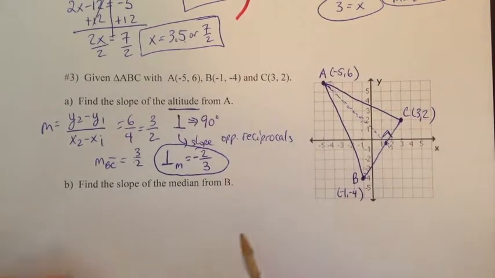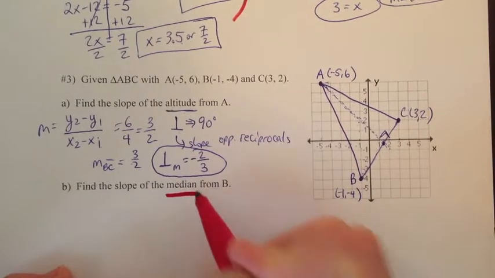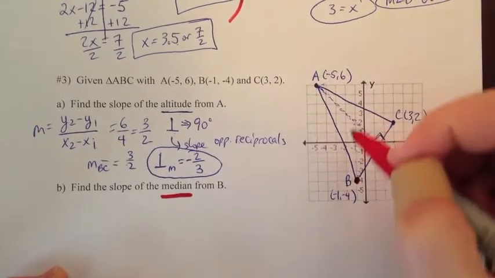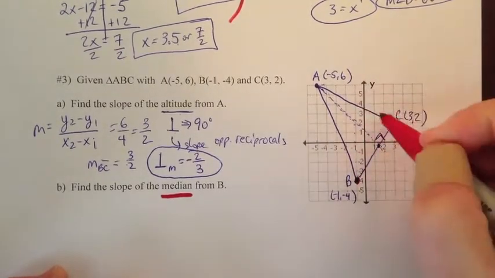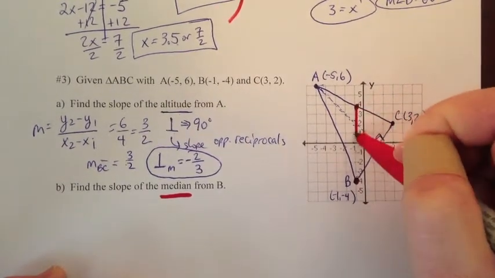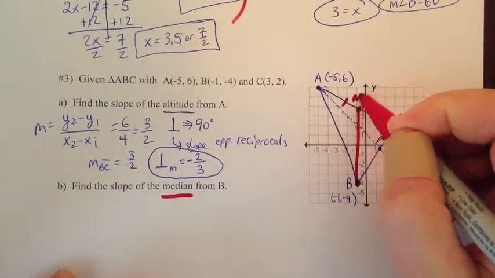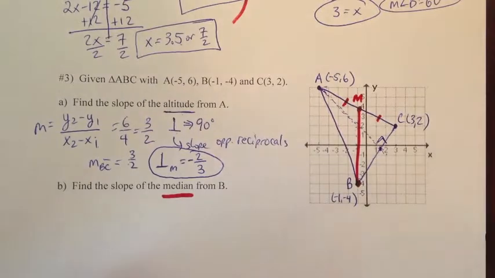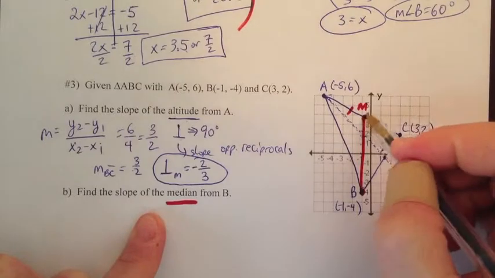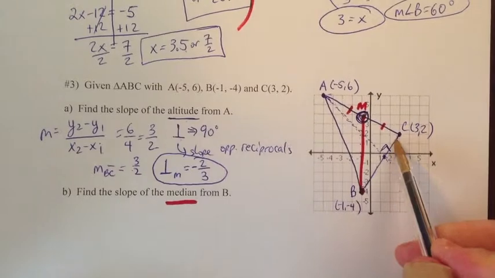Now part B, it says find the slope of the median from B. Median creates a midpoint. Now if it's from B, that means it starts at B and it goes to the midpoint of AC. So it would go, now I'm going to approximate, I don't know if this is accurate, something like that. It has to create a midpoint. So I could call that M for my midpoint. Well, we want to find the slope of the median. This time we do need to find this ordered pair right here. We can do that using the midpoint formula.